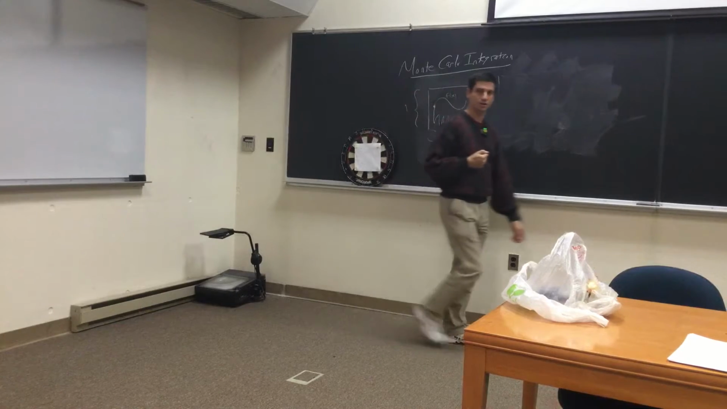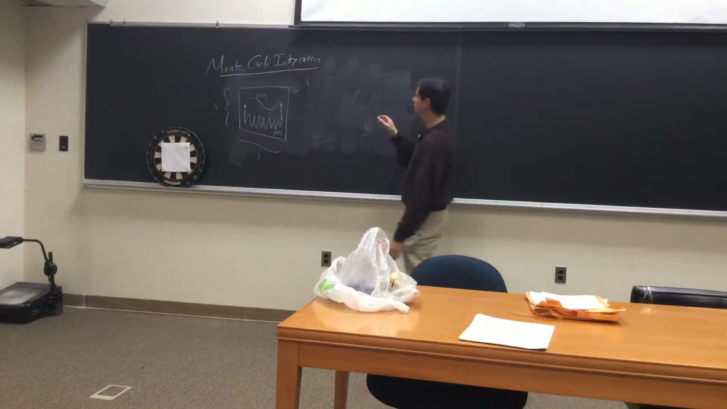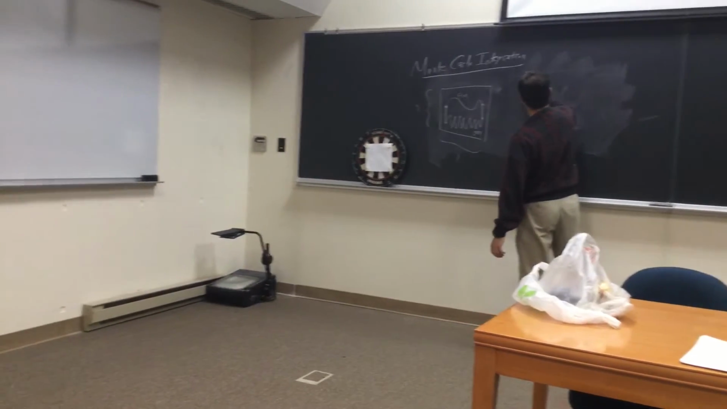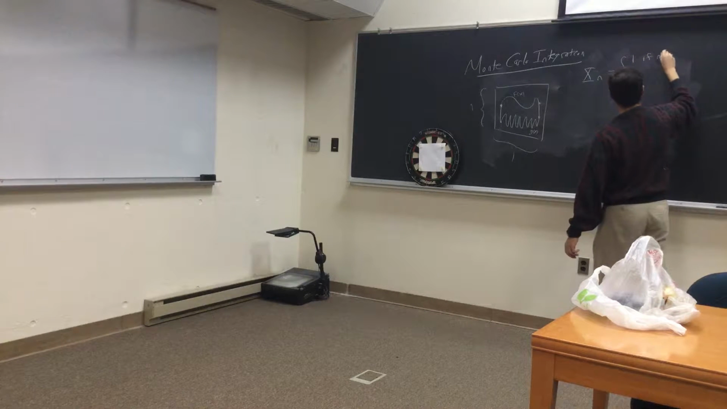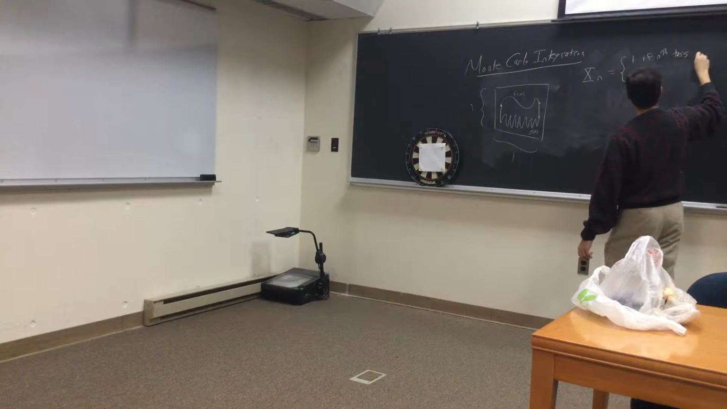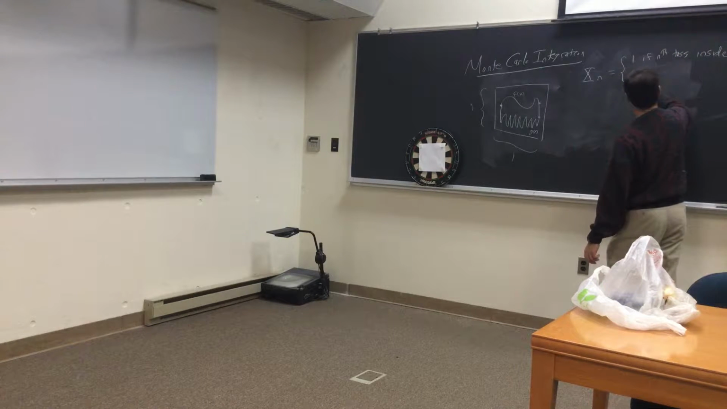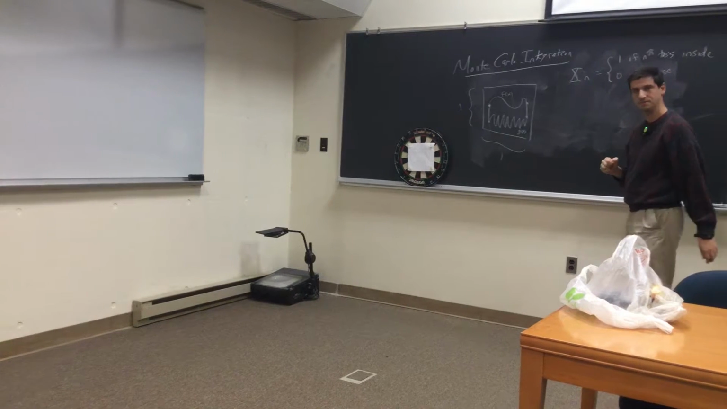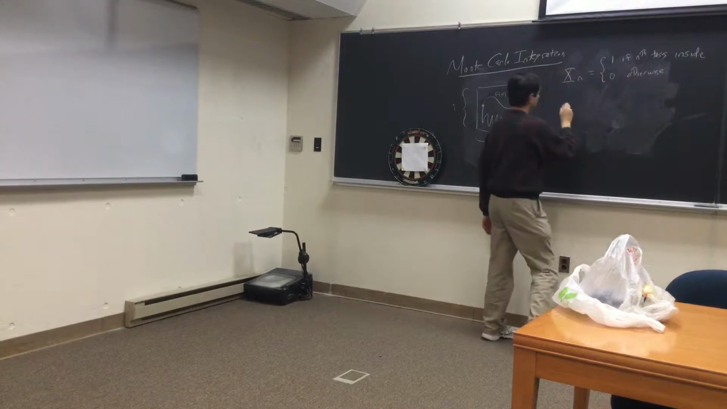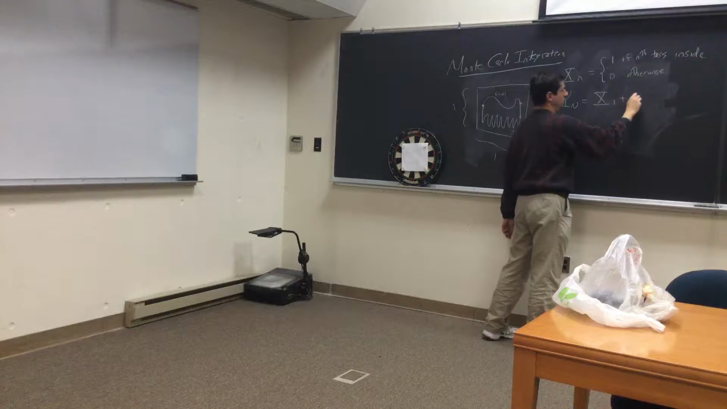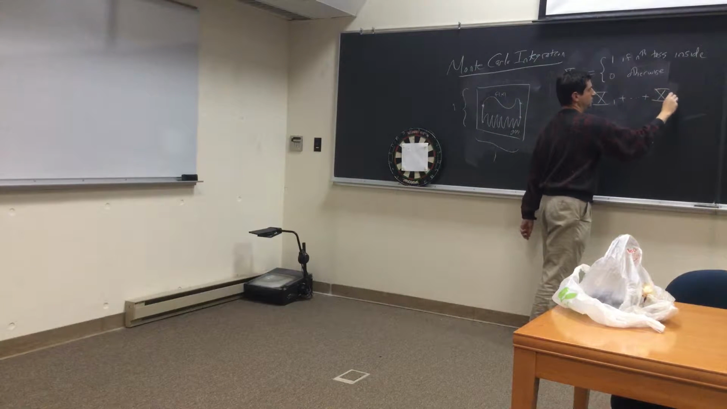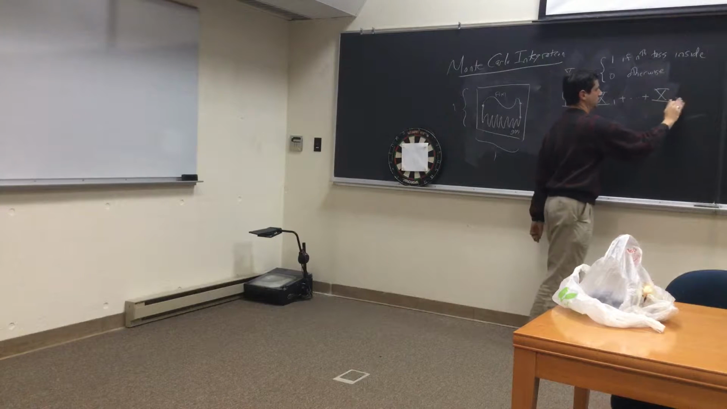Okay, so let's see how it works. All right, so let's say x_n is equal to 1 if the nth toss is inside and 0 otherwise. And then maybe y_n will be x_1 plus through x_N, capital N.